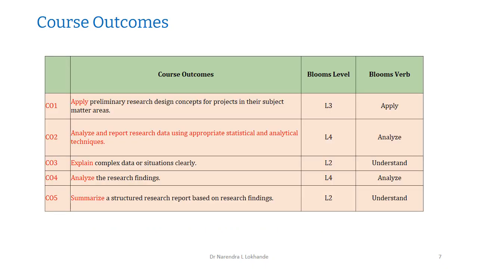These are the five course outcomes after completion of this course. Upon completion, the student will be able to apply preliminary research design concepts for projects in their subject matter areas. Its Bloom's level is L3. Course outcome 2: the student will be able to analyze and report research data using appropriate statistical and analytical techniques. Course outcome 3: explain complex data or situations clearly. Course outcome 4: the student will be able to analyze the research findings. And course outcome 5: the student will be able to summarize a structured research report based on the research findings.